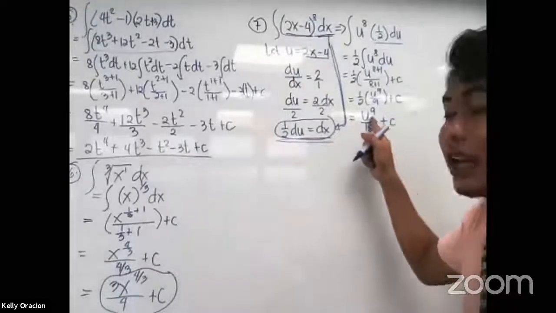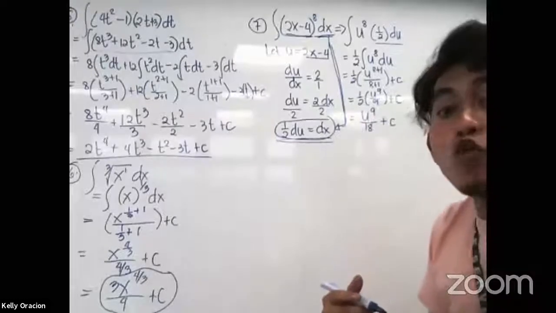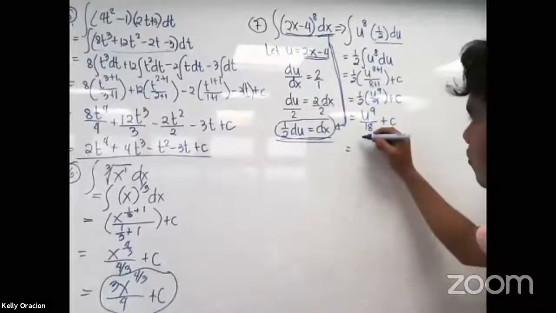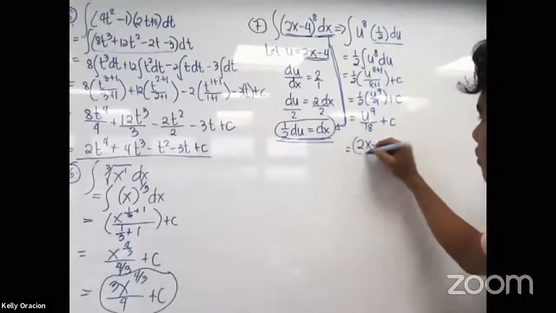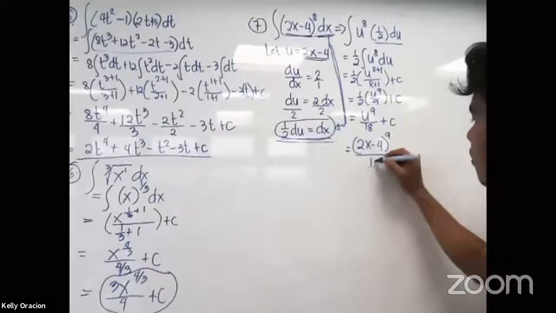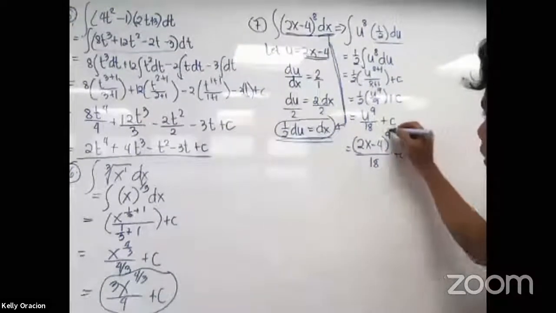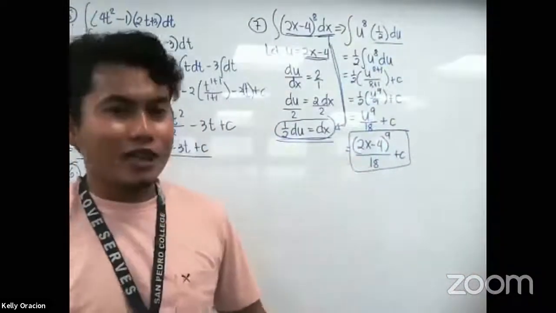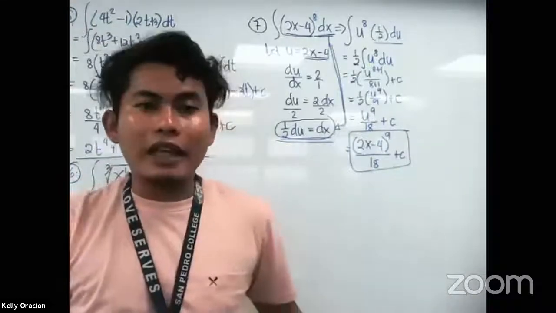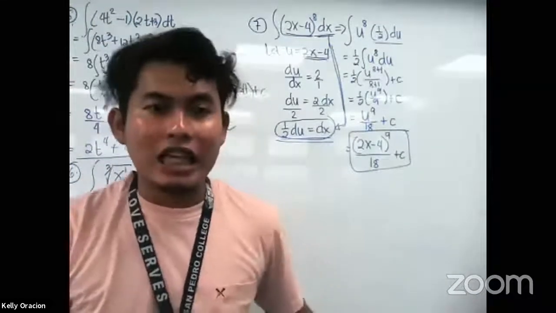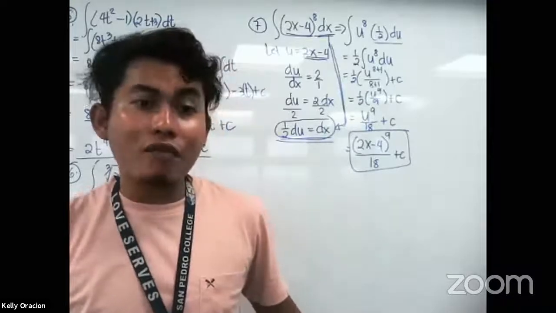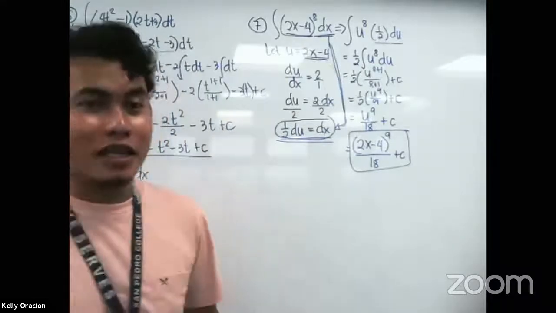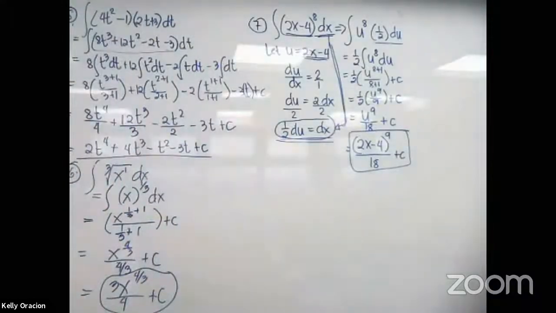Okay? Dapat ibalik mo yung u sa original. The original is 2x minus 4. So substitute, ibalik siya. Plus c. So this is now your answer. Okay? This is now your answer. So ito yung process na tinawag nating integration by substitution. So don't you worry, I will give you time to digest, to internalize the process before we proceed to our last example.